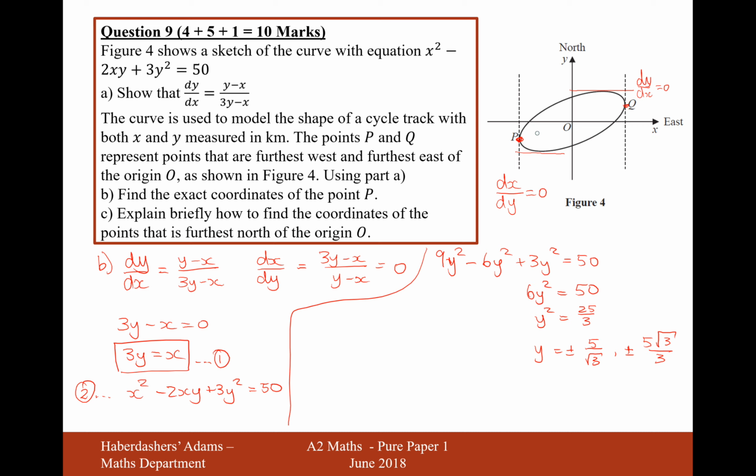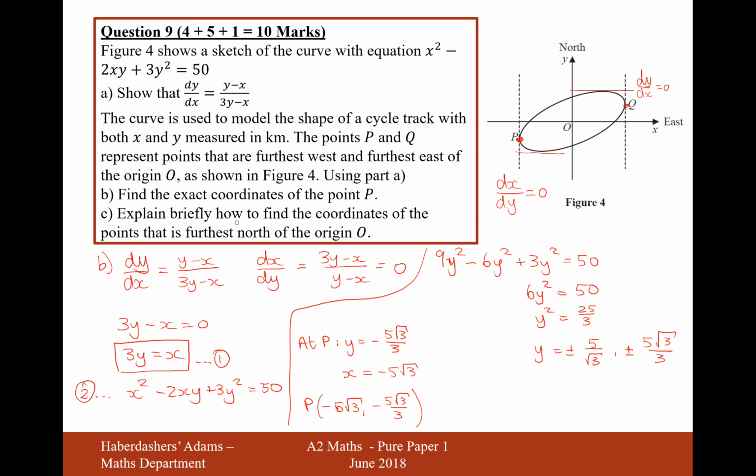I need to find point P. I know that point P is the one where the y coordinate is negative. So at P, y is going to equal minus 5 root 3 over 3. Now I just need to find the full coordinate, so finding the x value next, I times the y solution by 3 and I get minus 5 root 3. So the coordinate for P is minus 5 root 3, minus 5 root 3 over 3.